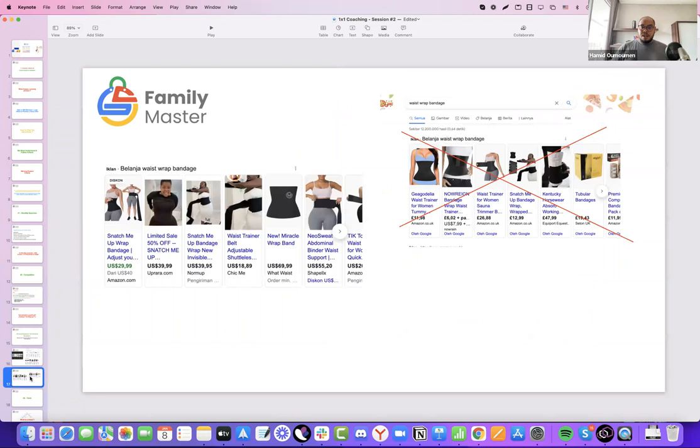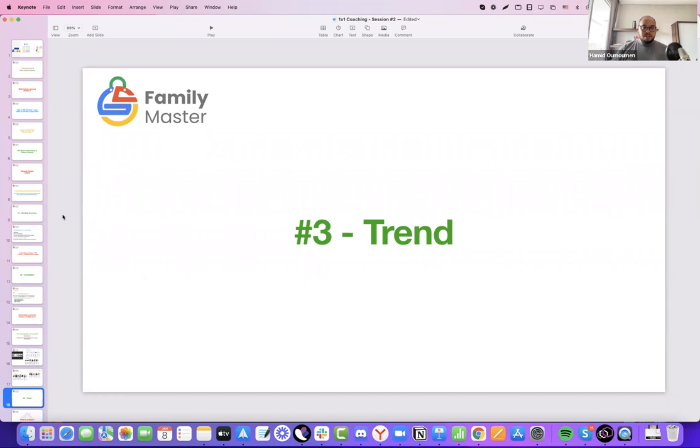Example of bad products in shopping ads. Maybe this one, it's good on Facebook, right? But in shopping ads, it's bad. That's why I'm telling you, shopping ads are totally different from the Facebook mindset. Remove the Facebook mindset and focus now on the shopping ads. Let's talk about the other factor, which is trend.